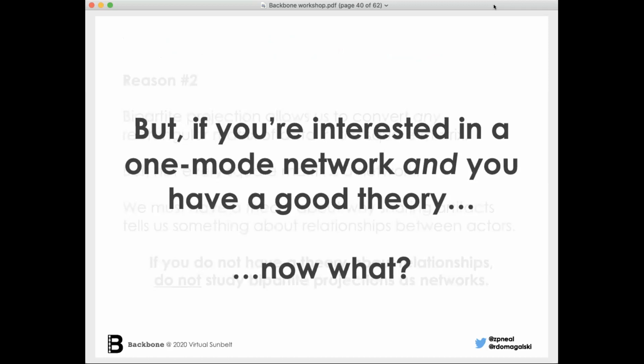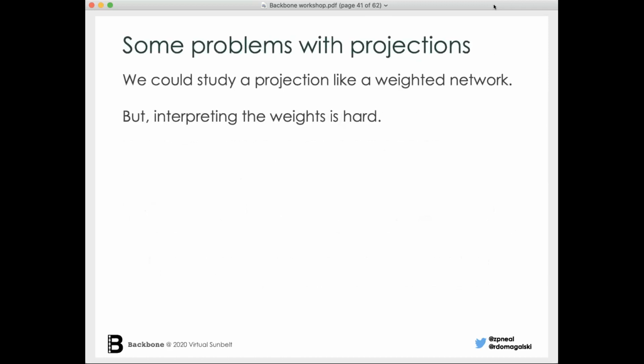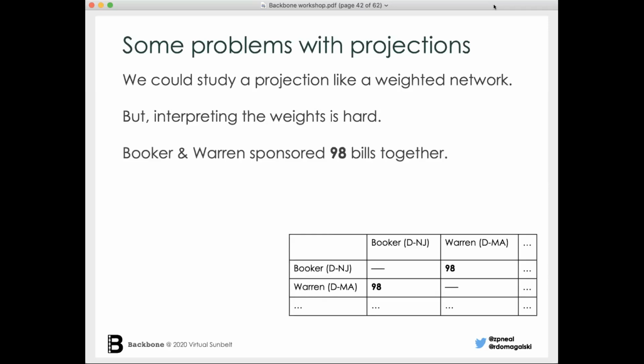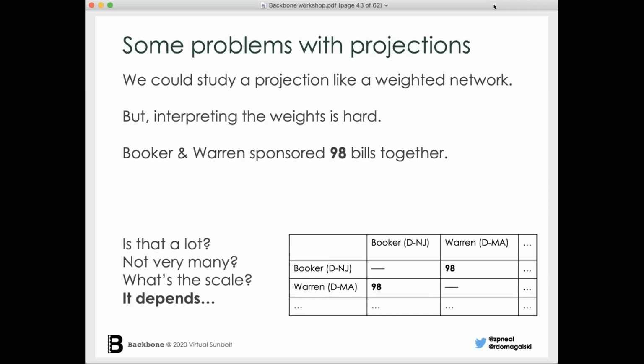Now, if you're interested in a one-mode network and you have a good theory, now what? Well, there's some problems with projections, and that's what the bulk of this workshop is going to focus on, is overcoming some of those problems. So the first problem is we could study a bipartite projection like a weighted network. The problem is that interpreting what the weights mean is difficult. So returning to our example, we know that Booker and Warren sponsored 98 bills with each other.